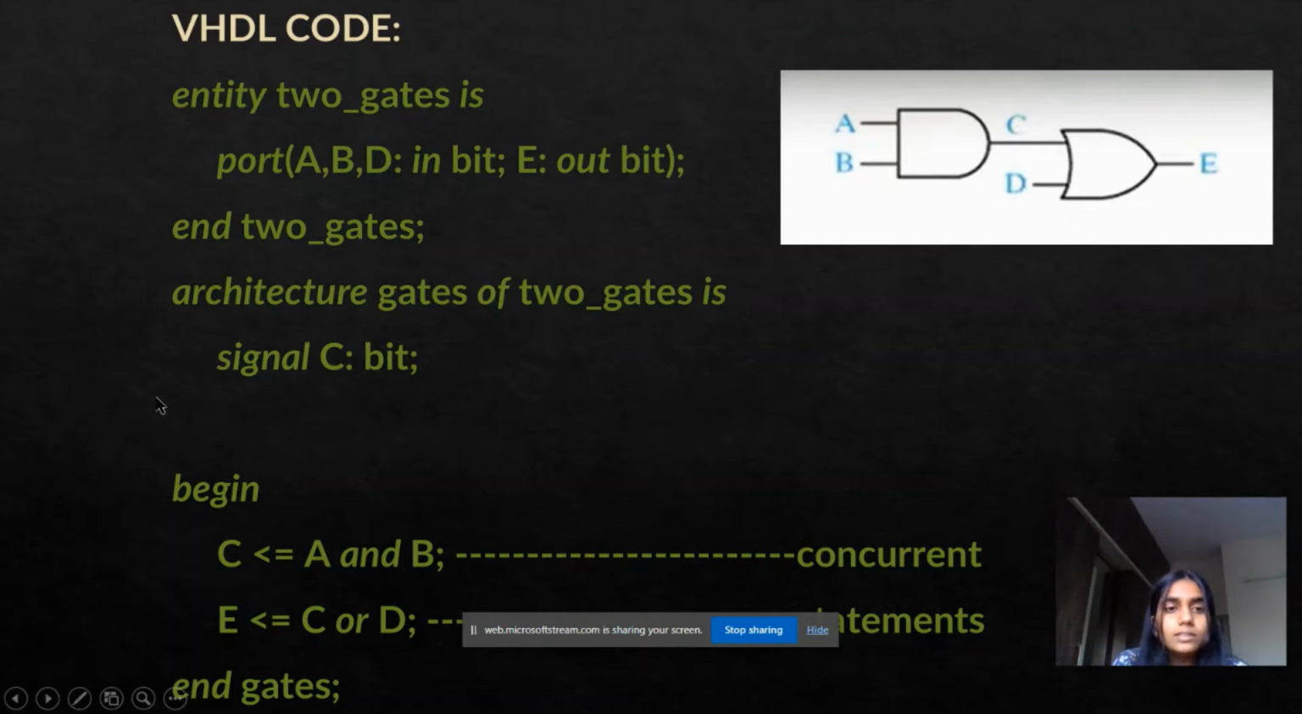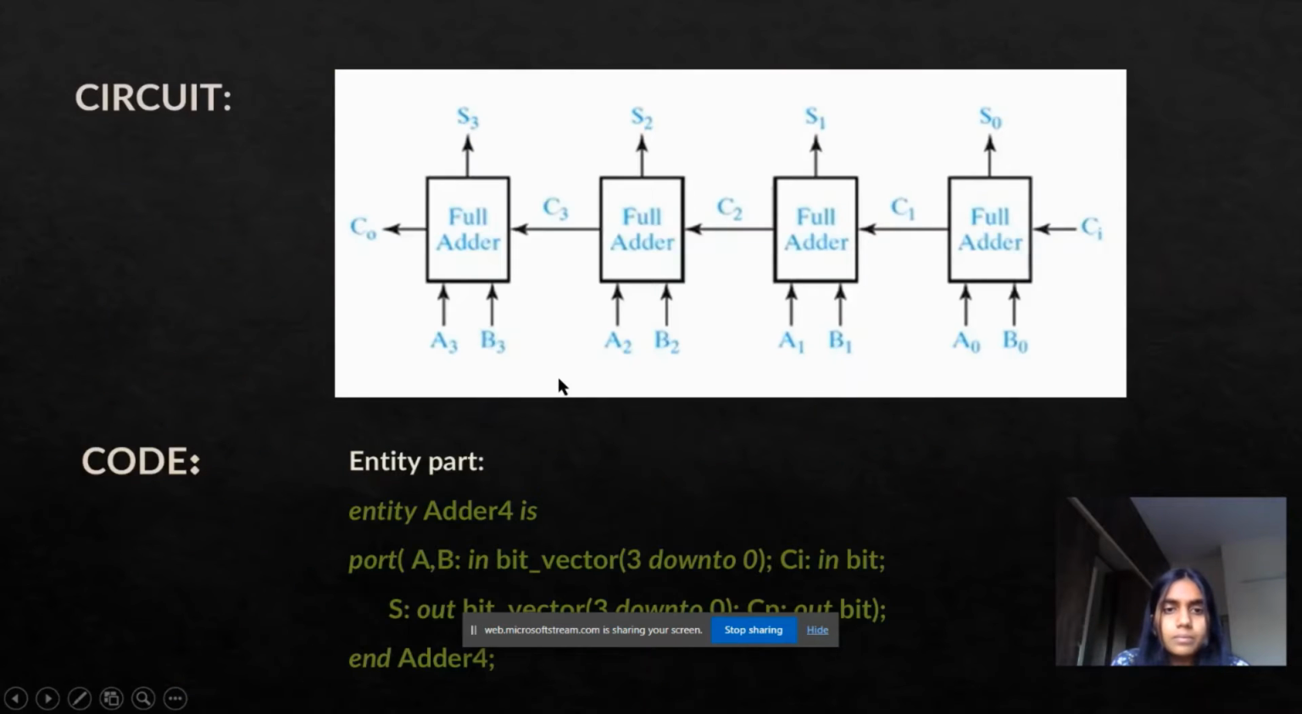Architecture, I've taken the name of the architecture to be gates of the entity name twogates. Now we take another variable, signal, which is an intermediate variable. So here C is an intermediate variable. So signal C is of bit data type.